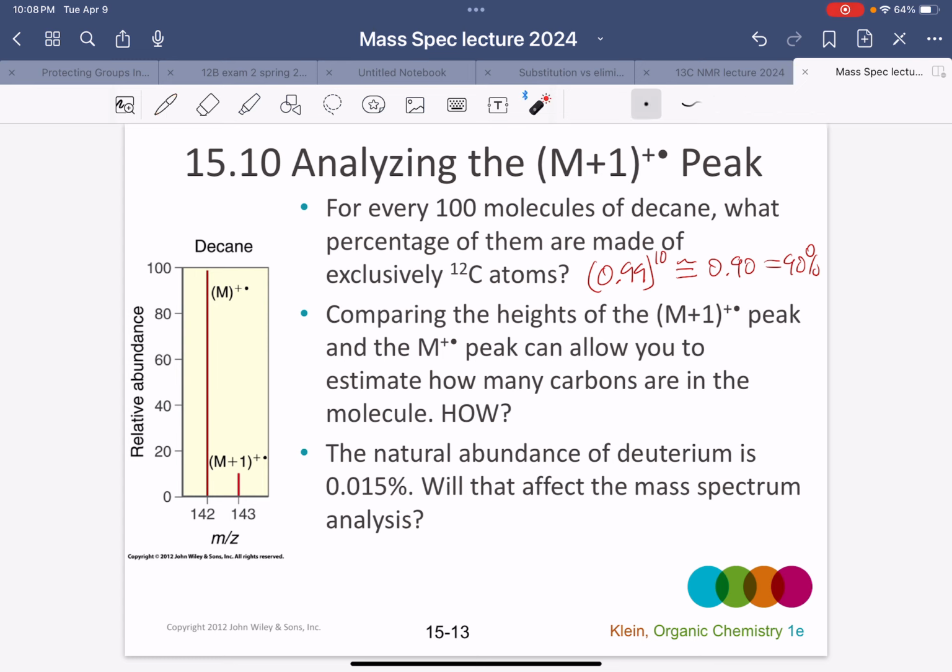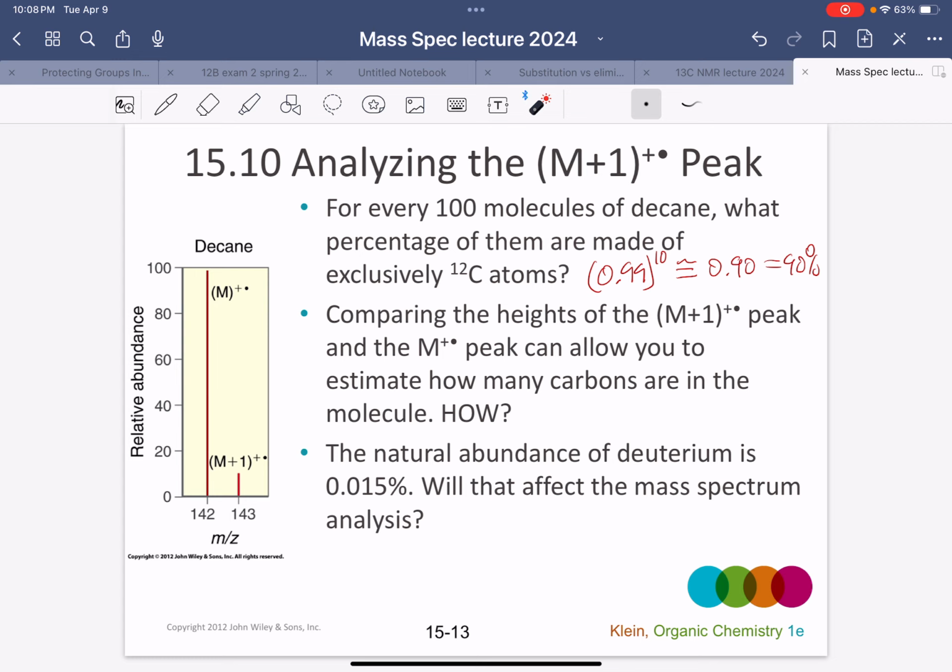So we should see the M plus peak being about 10 times bigger than the M plus 1 peak. And that's basically about what we see. That's at about 10, and that's at 100. So we could estimate the number of carbons in the molecule based on the relative size of the M plus 1 peak compared to the M plus peak. Now, we can do that for some other elements as well, and I'll get to those.